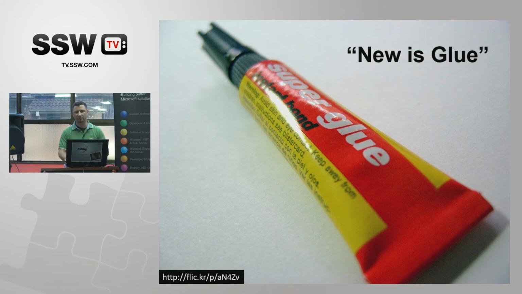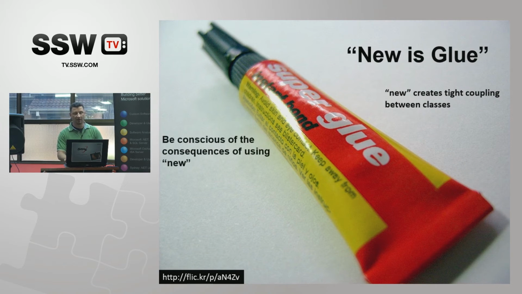So I wrote a blog post, I think it was last year, where I basically said new is glue. So every time you see the new keyword, think of that as glue that's gluing your code to that implementation. Anytime you create that, you're tightly coupling your class to some implementation detail. That doesn't mean you can't do it. It just means you need to be conscious of it, right?